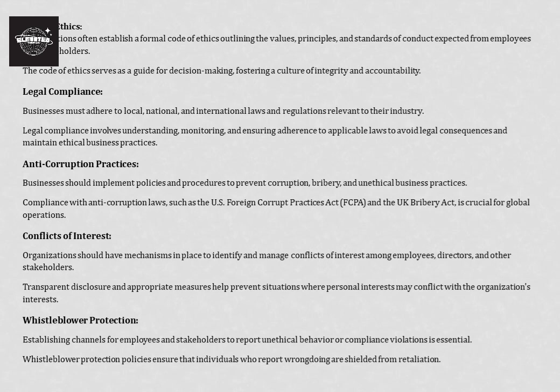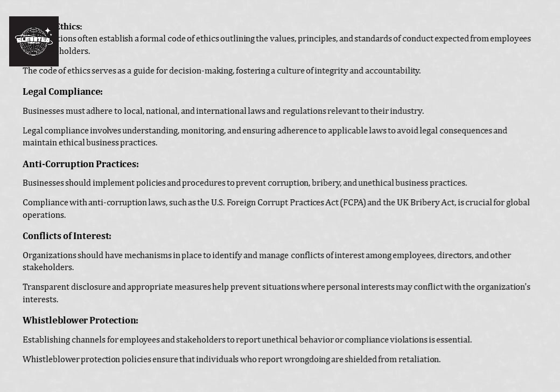Anti-corruption practices. Businesses should implement policies and procedures to prevent corruption, bribery, and unethical business practices. Compliance with anti-corruption laws, such as the U.S. Foreign Corrupt Practices Act, FCPA, and the UK Bribery Act, is crucial for global operations.